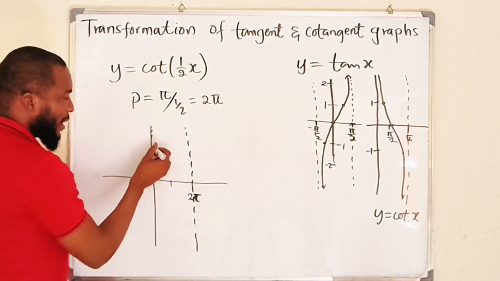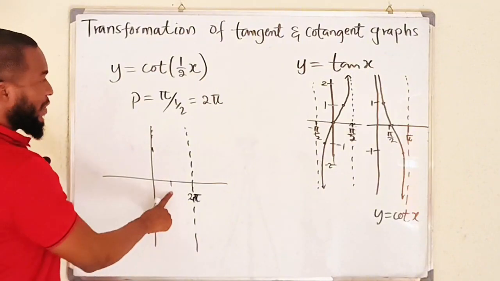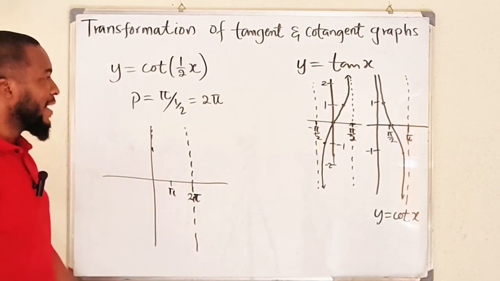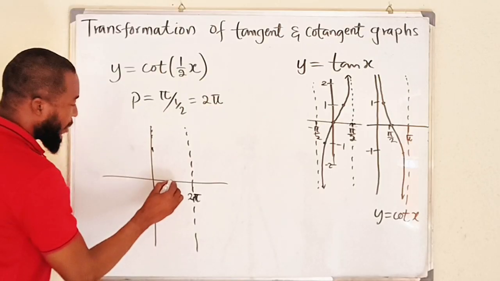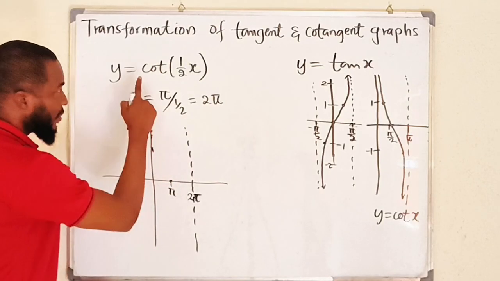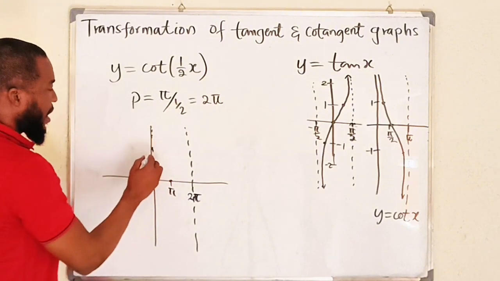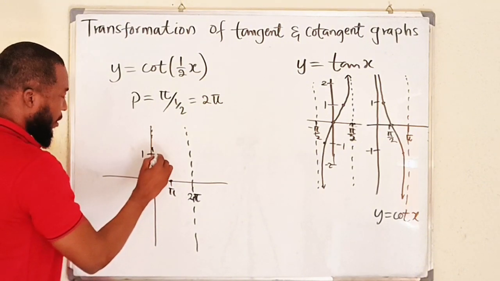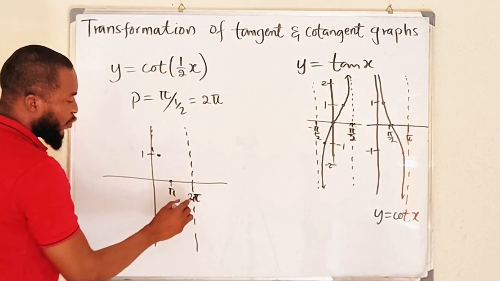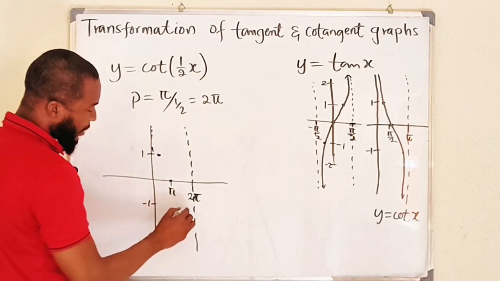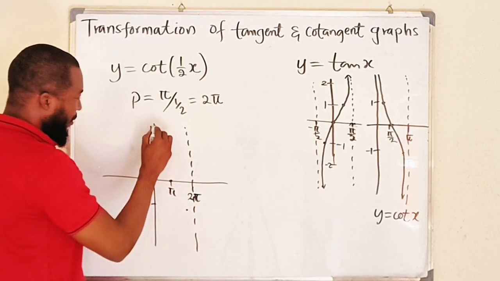We're going to have another one at origin. So what will be this one? This will be pi, right? So we're going to have another point here. Remember, this is cotangent. Then in between pi and 0, we're going to have a point at 1. In between pi and 2 pi, you're going to have another point at -1. So the graph will look like this.